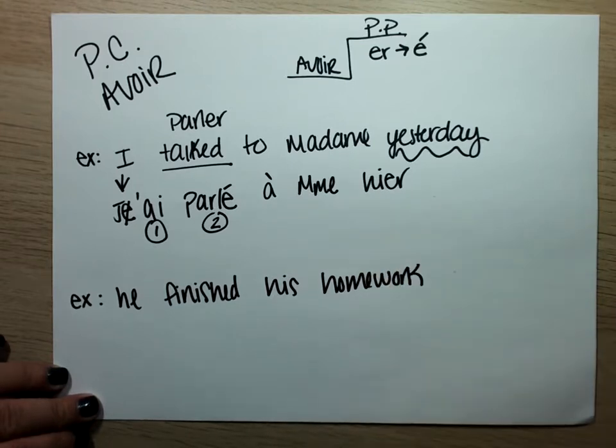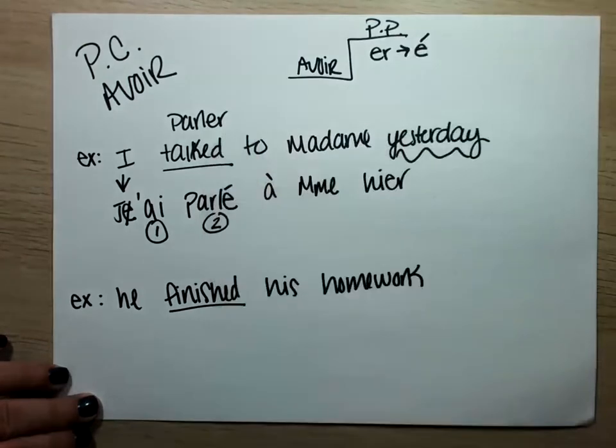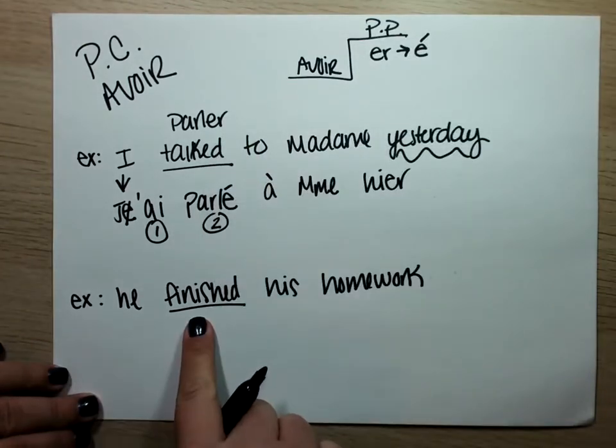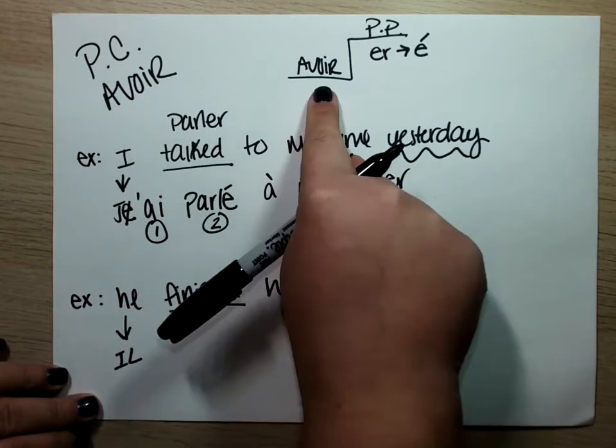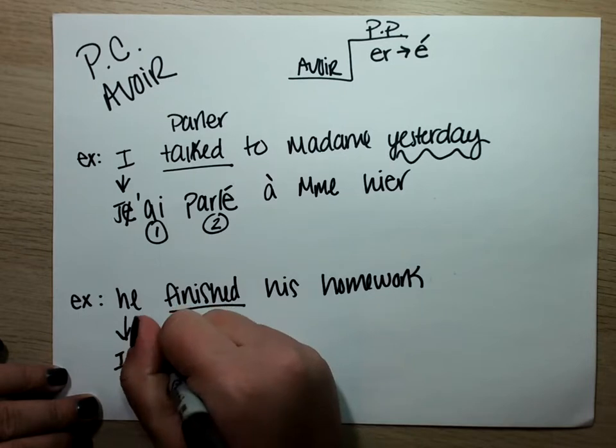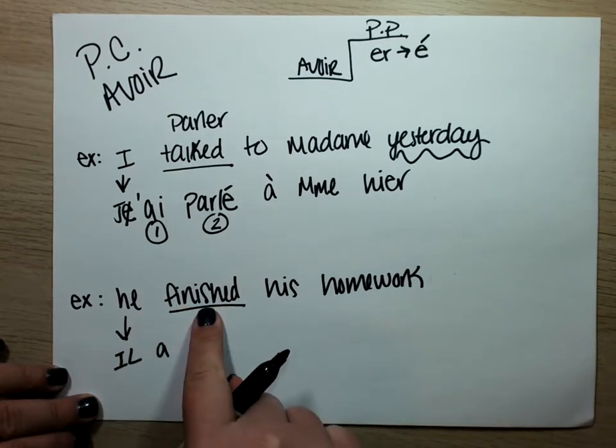All right, so he finished his homework. This is my past participle in English, but remember in French I need 2 steps, right? In English we can really just say he finished, but in French I need to say he had finished. So I'm going to bring my subject down, il. Now I need my avoir, so a. And now I need finished.